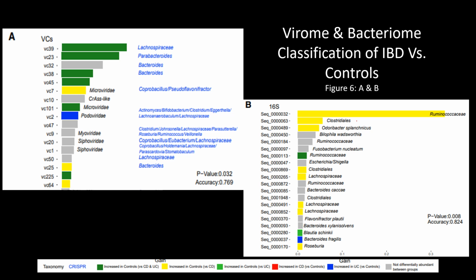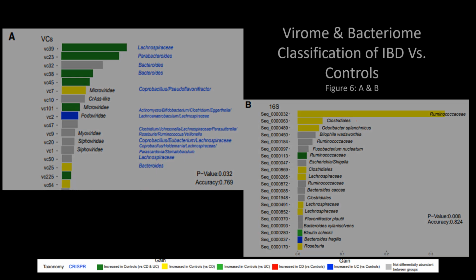The bacterial microbiome alone is more accurate than the virome analysis in predicting IBD, and the results continue to confirm that IBD is strongly associated with the reduction of beneficial bacteria and increases in pro-inflammatory bacteria.